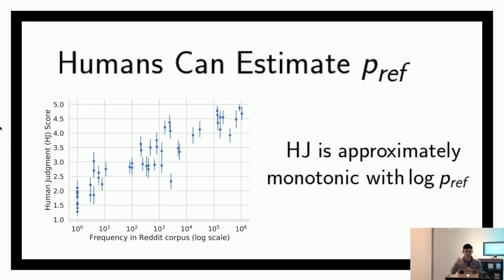On Reddit, we're able to measure the empirical frequency of the sentence as a proxy for p_ref, because there are a lot of duplicate sentences like thank you, so we can get a good estimate of p_ref for a lot of these. And we find that the human judgment score is actually highly correlated with p_ref. And thus, we're able to reasonably think that we can substitute in HJ when we need p_ref.